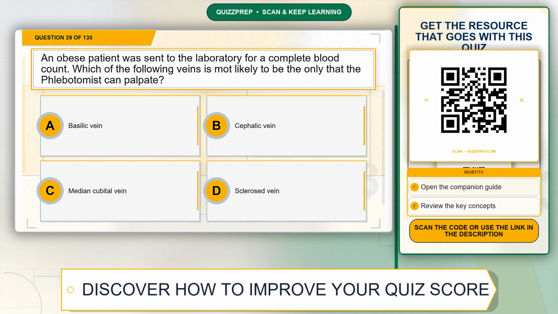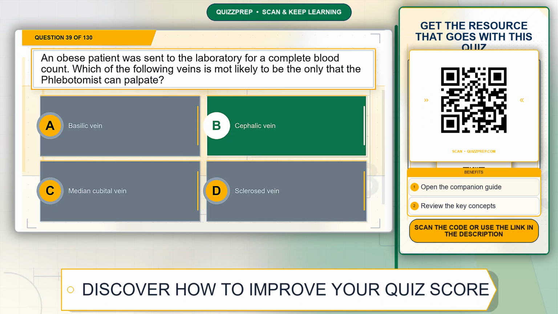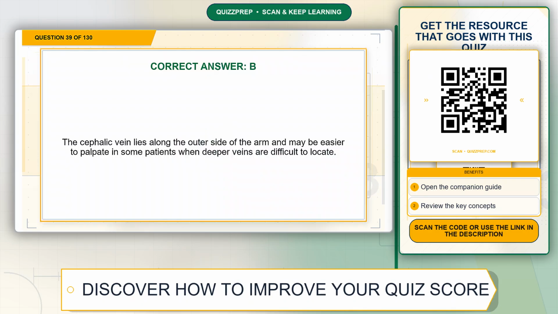Question 39. An obese patient was sent to the laboratory for a complete blood count. Which of the following veins is most likely to be the only one that the phlebotomist can palpate? Option A, basilic vein. Option B, cephalic vein. Option C, median cubital vein. Option D, sclerosed vein. The correct answer is option B, cephalic vein. Explanation. The cephalic vein lies along the outer side of the arm and may be easier to palpate in some patients when deeper veins are difficult to locate.